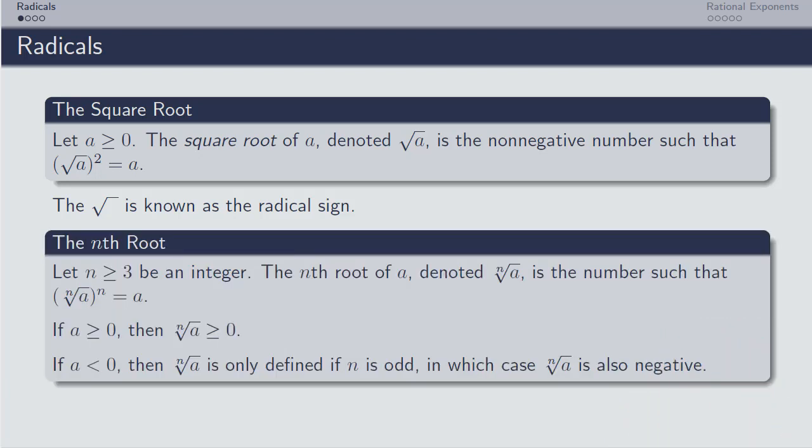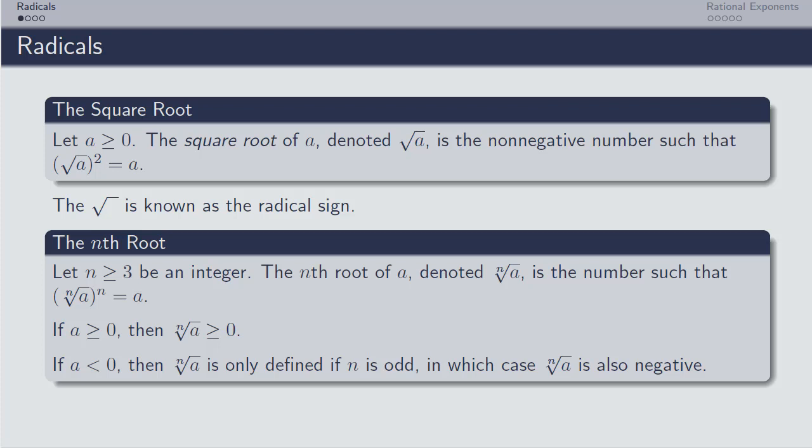And then the nth root, here I'm thinking n is greater than 2, so greater than or equal to 3, an integer. The notation is the same as the square root, except to the upper left we have the n put in there. We don't put a 2 for the square root, but for other roots we put the power there. It's the number such that when we take the nth root of a to the nth power, we get a. We have to be a little bit careful here.